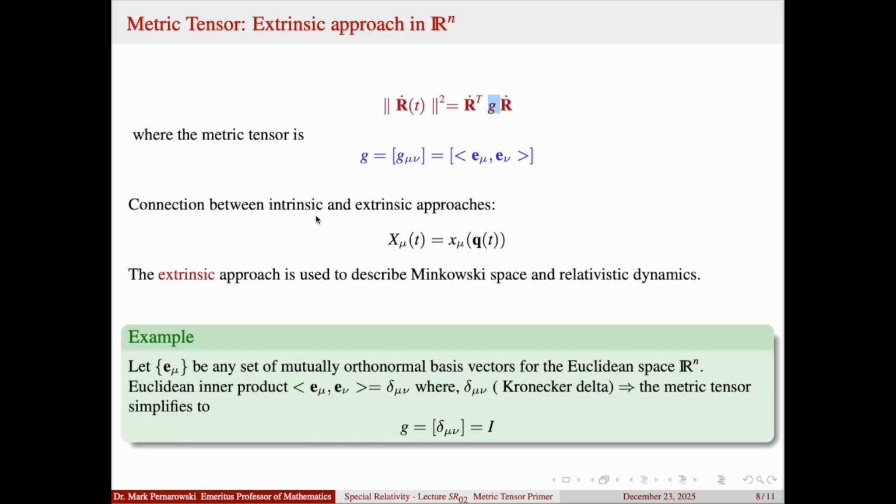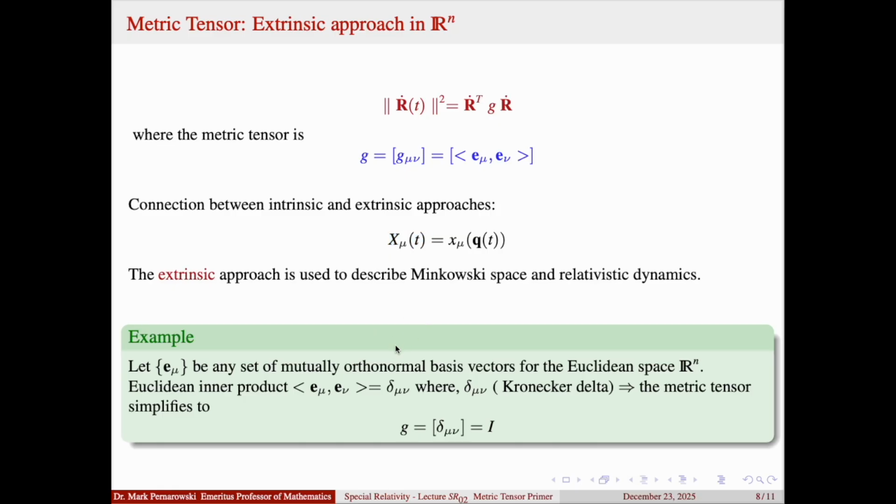The connection between the extrinsic and intrinsic approaches would be as seen by this formula here. Basically, if you have a parameterization in the Q's, and the Q's depend on T's, that'll translate into, if this is like 2-dimensional, then this will be a 3-dimensional vector.